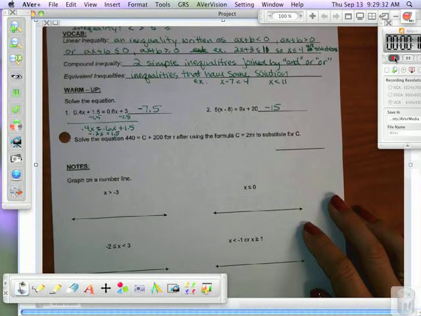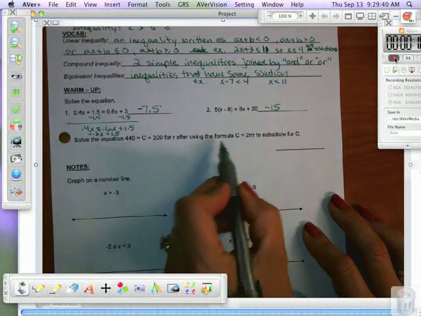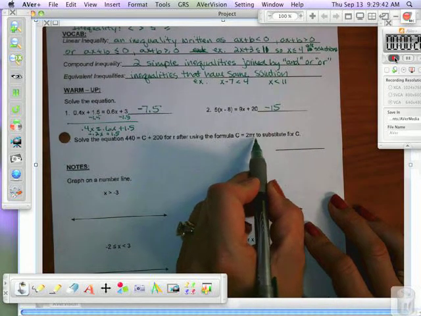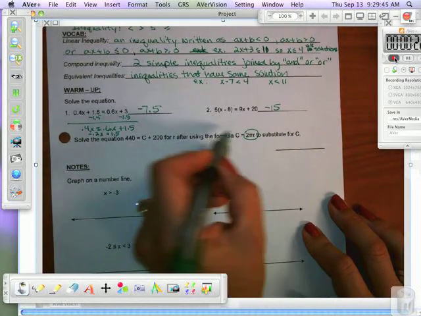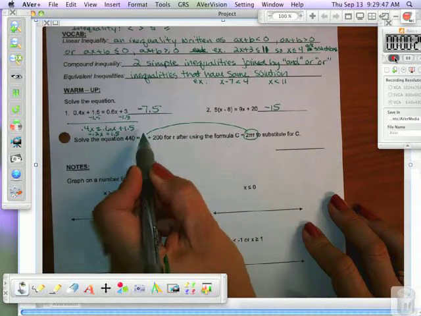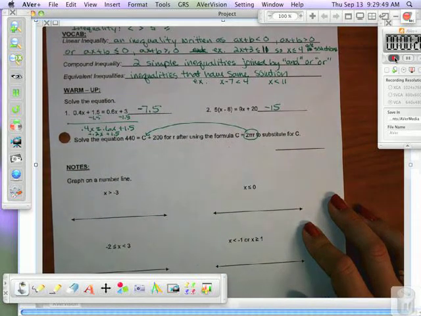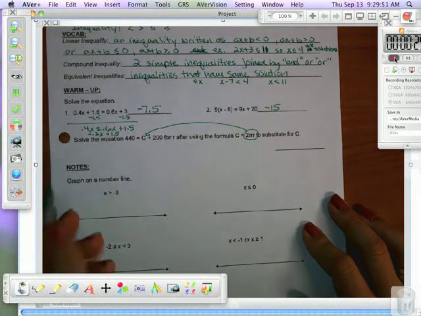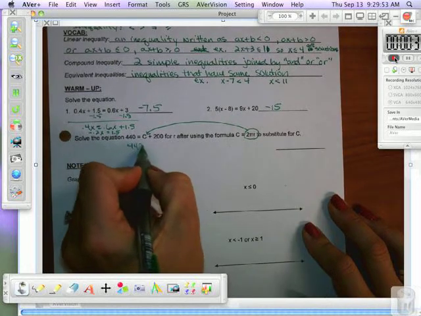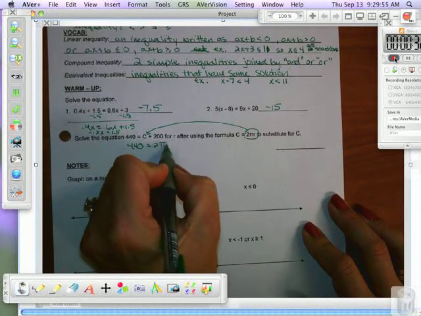Solve the equation 440 equals C plus 200 for R after using the formula C equals 2 pi R to substitute for C. So they want you to take that and put it in there for C. So you get 440 equals 2 pi R plus 200.